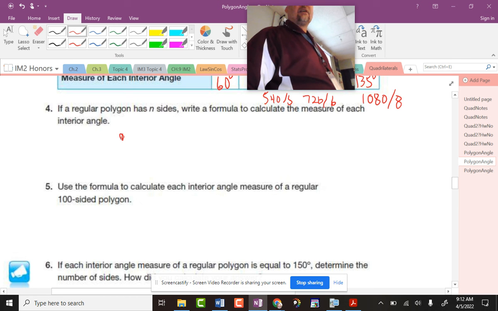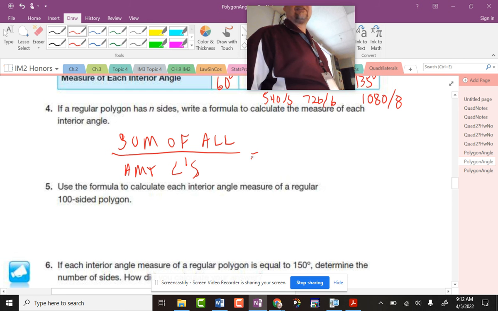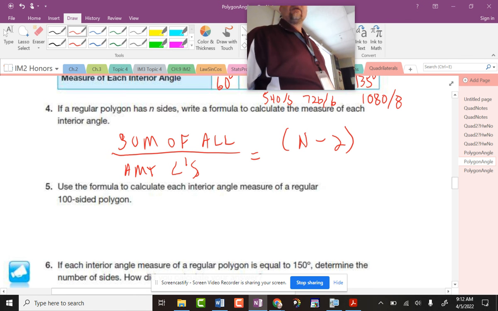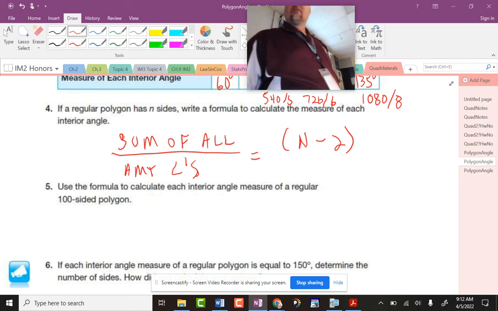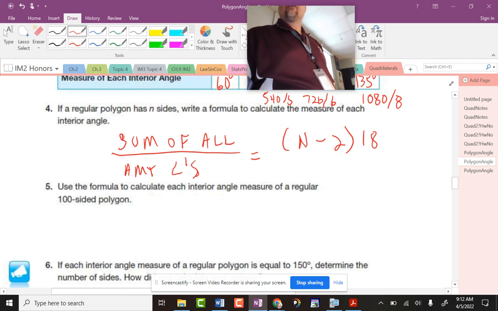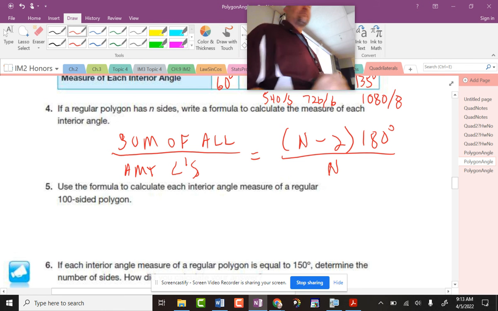So that is the sum of all, divided by the amount of angles you have. The sum of all is from our first formula, the amount of triangles you could have from the diagonal thing that we started with. There's n sides, there's n minus 2 triangles. For every triangle, it's 180 degrees of angle measure. Divided by the amount of angles, which is equal to the amount of sides. So it's divided by n.